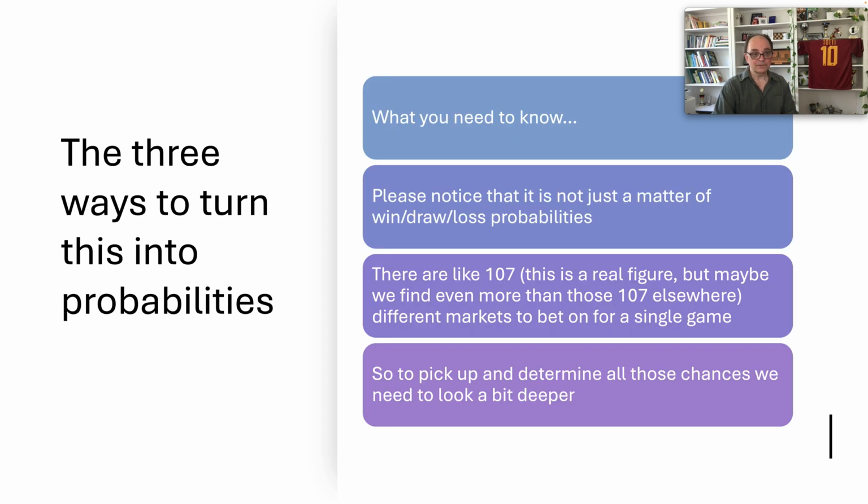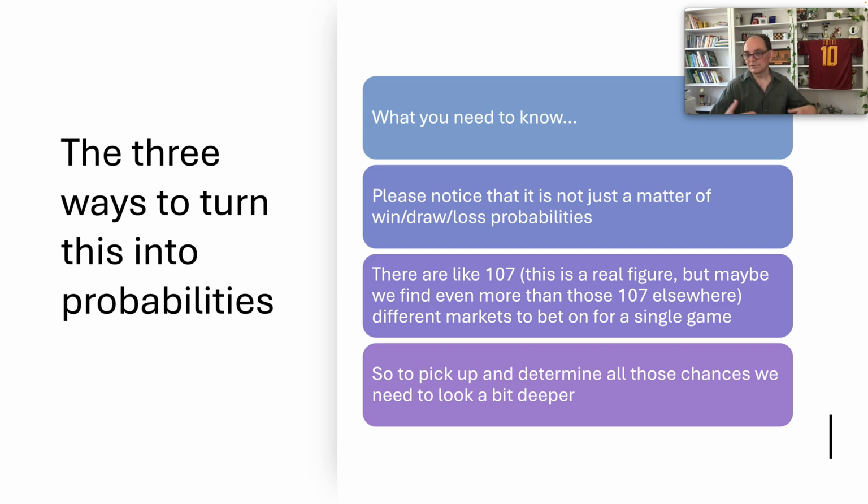What do we do with those goal expectancies? There are three ways to turn this into probabilities. And first of all, what you need to know is that there are not just the probabilities for win, draw, loss. It is maybe what matters most for what people are asking for: did they win, did they lose, was it a draw? It also counts for the tables and who moves on in cups. But it's not the only thing that people are betting on.